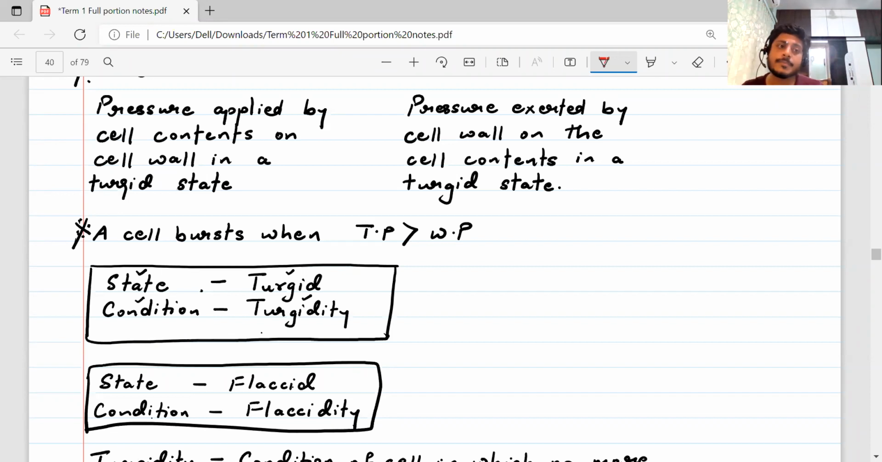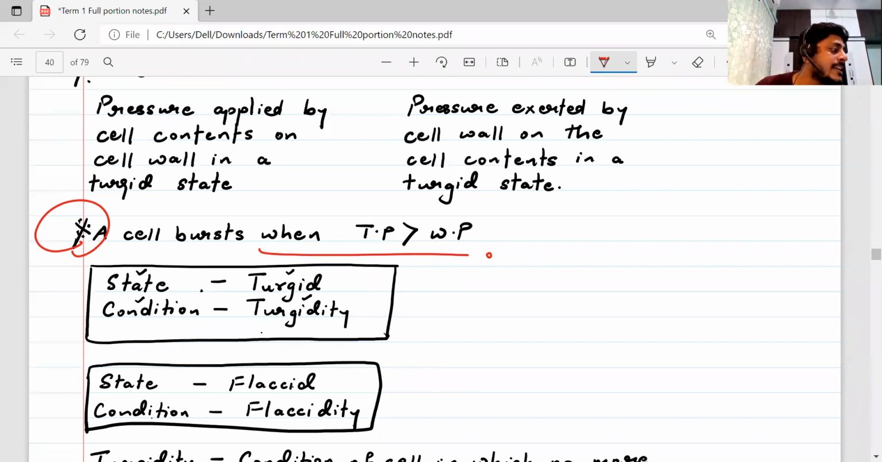If the turgor pressure increases more than the wall pressure, then the cell will burst, which is a board MCQ question. It's already marked important. Under what conditions of turgor and wall pressure does the cell burst? The cell will burst when the turgor pressure increases more than the wall pressure. When is the cell turgid? The cell is turgid when the turgor pressure balances the wall pressure.